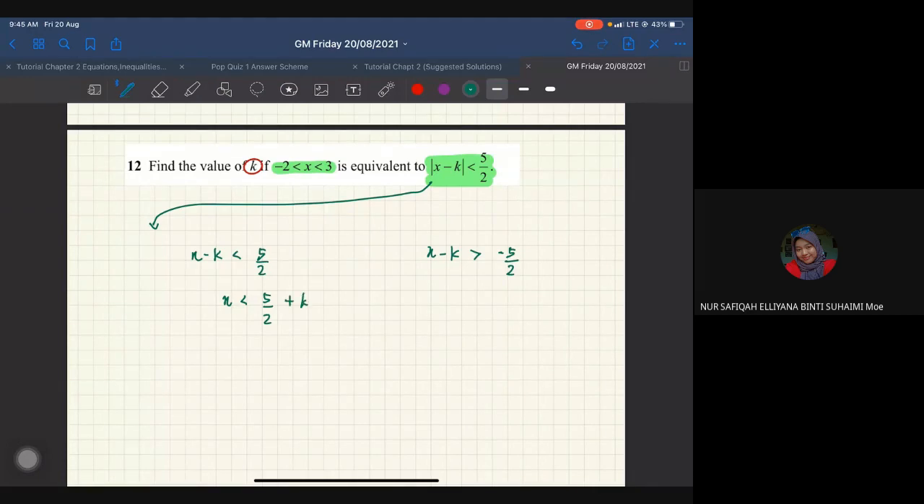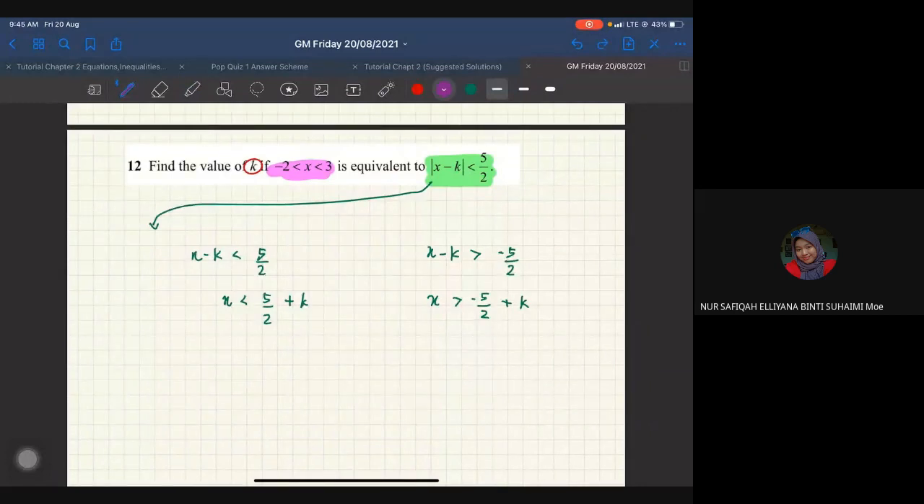Alright, so sekarang kita tengok pula dekat yang purple ni. Dekat awak punya interval ni. Okay, so sekarang kita ada negative 2 less than x. So we have negative 2 less than x less than 3. Okay, so saya nak splitkan dia into two parts. This one satu and this one is another one.